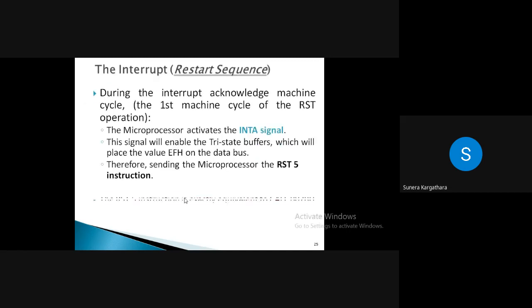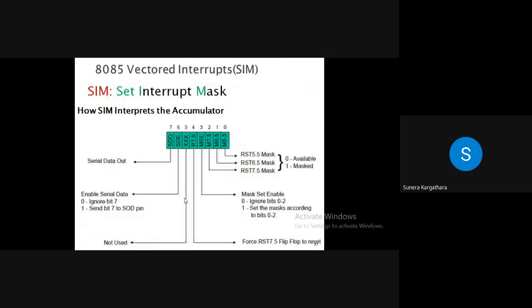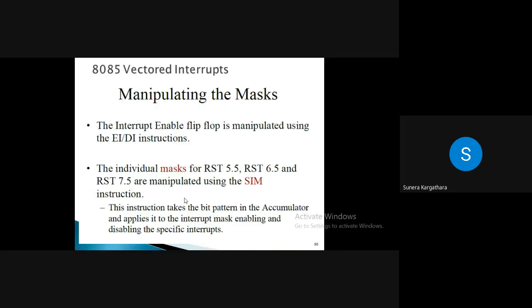Now the important point we want to discuss here is these two instructions, right? We know EI and DI.